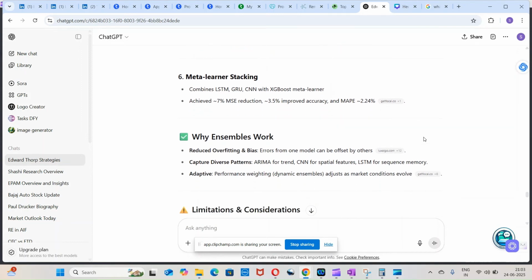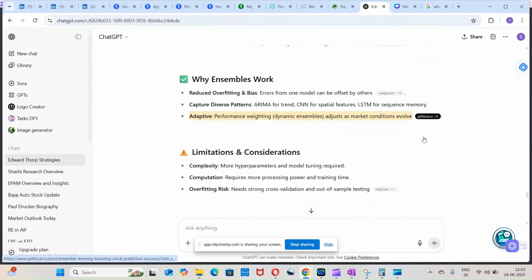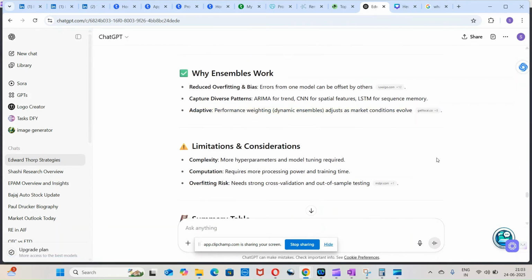Why do ensembles work basically? They reduce overfitting and bias. Errors from one model can be offset by the other model, capturing diverse patterns. So ARIMA could be used for trend, CNN for spatial features, LSTM for sequence memory. So we use the best of all the models, and it's adaptive. Performance weighting adjusts as market conditions evolve.